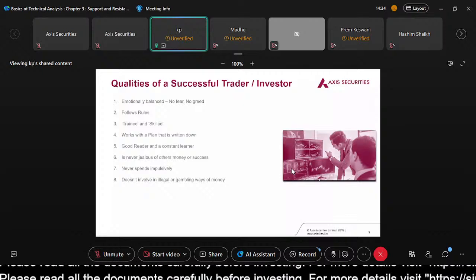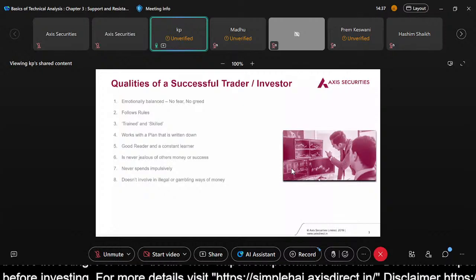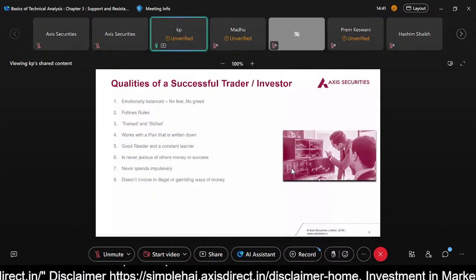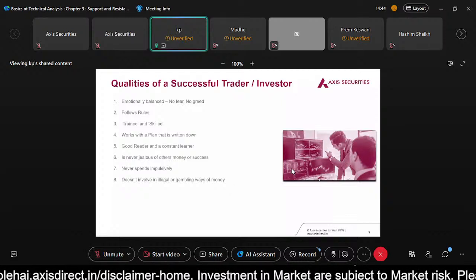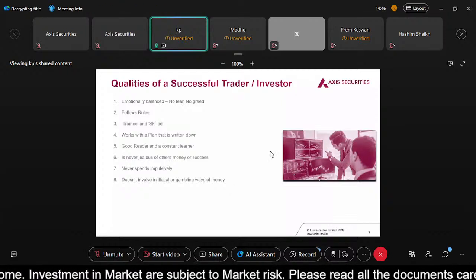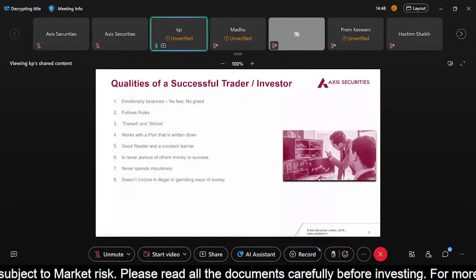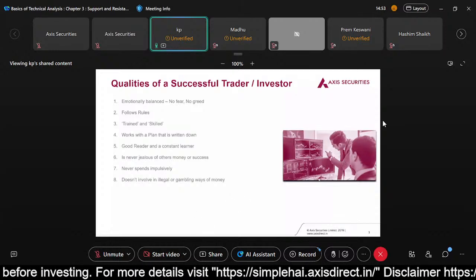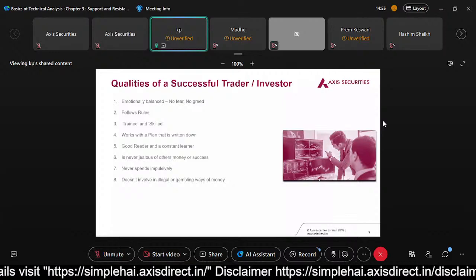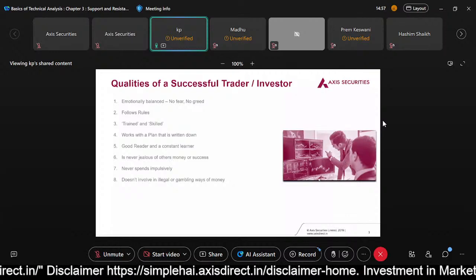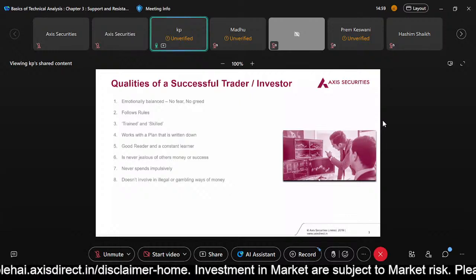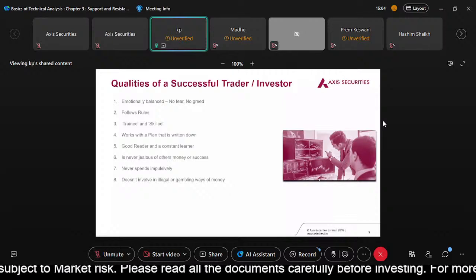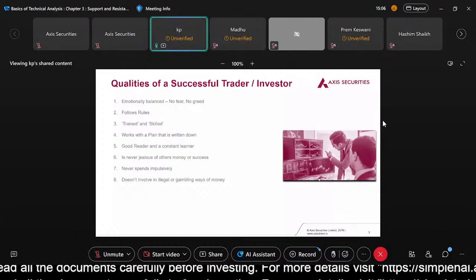Say for example, there are sessions when the market is absolutely sideways, and your system is not giving you any sort of signal. But then as the day goes by, you might feel this itch to take a trade. That is impulsiveness, and if you fall for that itch, that is impulsiveness. So you should never have impulsiveness when it comes to trading or in real life. Now, don't involve yourself in illegal activities or gambling to make money. That is kind of self-explanatory.